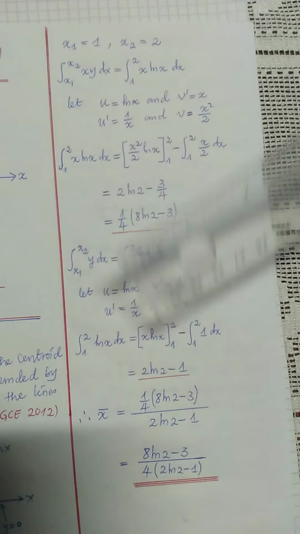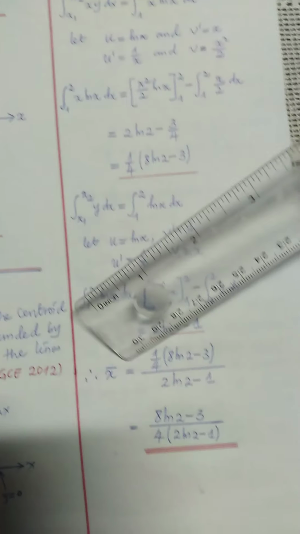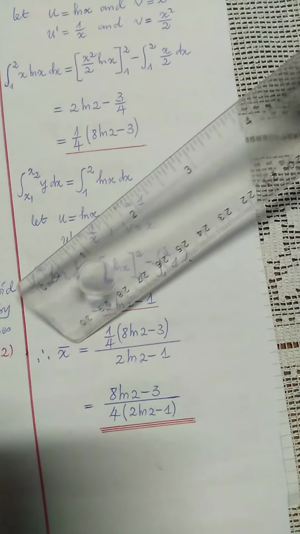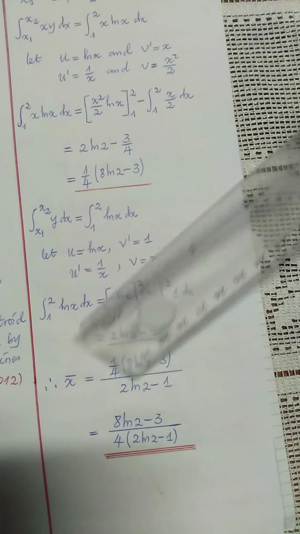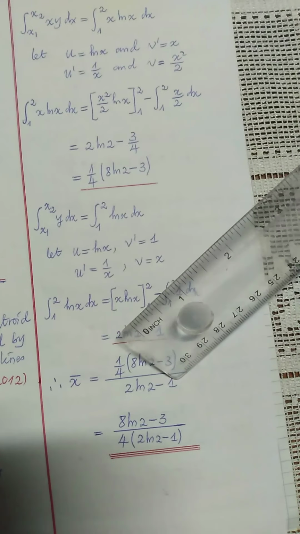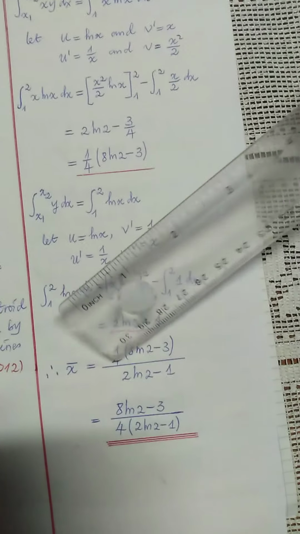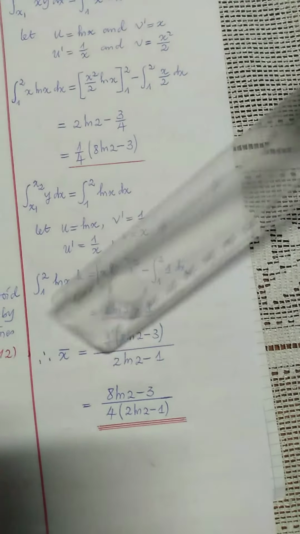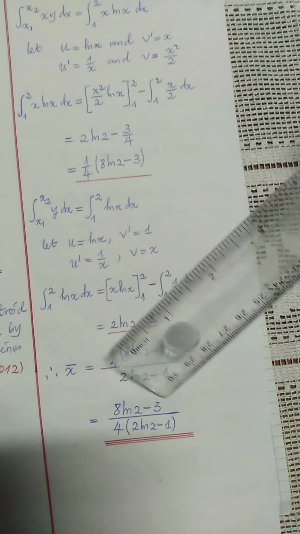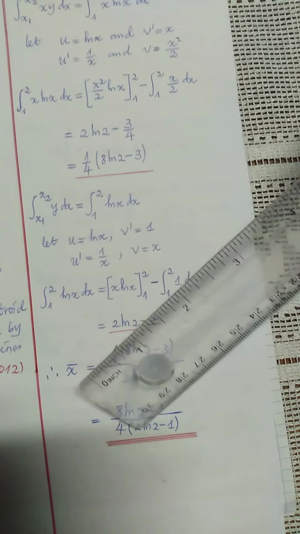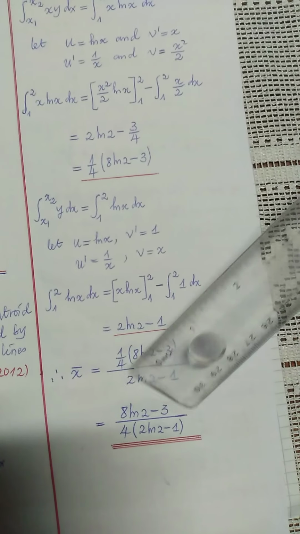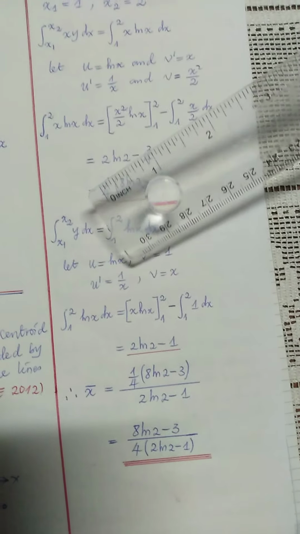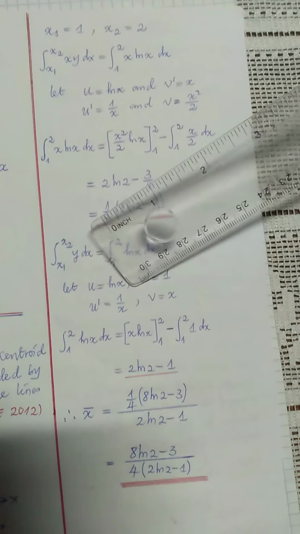Knowing the numerator and the denominator, you can now write x bar. Therefore x bar is 1/4 of (8 ln 2 minus 3) on (2 ln 2 minus 1), which gives us (8 ln 2 minus 3) on 4 times (2 ln 2 minus 1). So that is how you find x bar and y bar by integration.